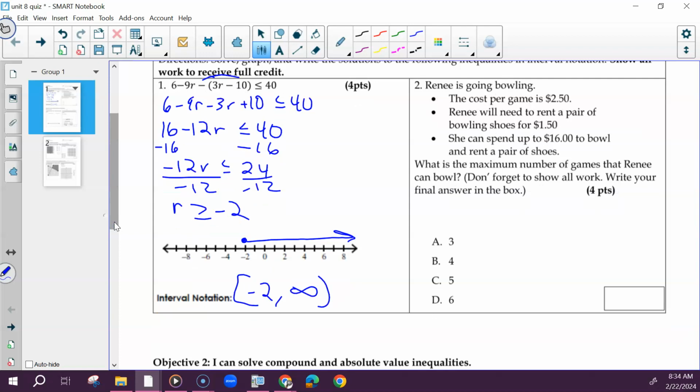So those 4 points were: did you solve it correctly? Did you get the correct inequality notation? Did you graph it correctly? And then the correct interval notation. Questions about that one?